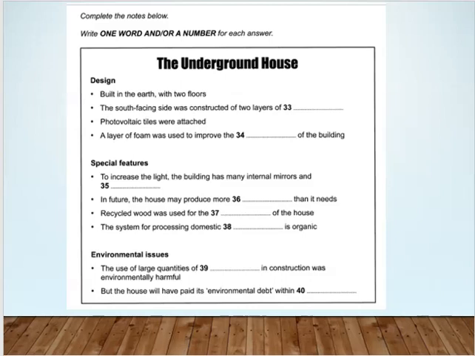In future, the house may produce more dash than it needs. So the keywords are future, house, produce, more amount of dash. So definitely you are going to look out for a noun. Let's say more light or more energy or more heat. It can be something. Then it needs. So needs also will be a keyword.